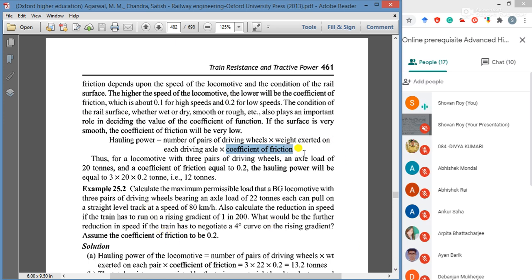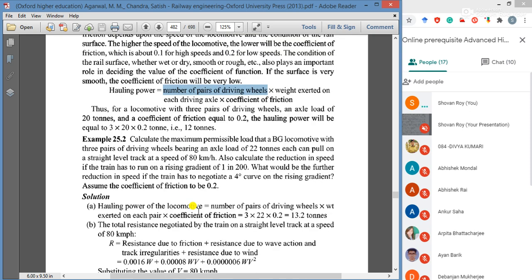You will get a similar result if you put 0.1 or 0.2. The weight exerted on each driving axle will be mentioned in the numerical question. The number of pairs of driving wheels also will be mentioned in your numerical.